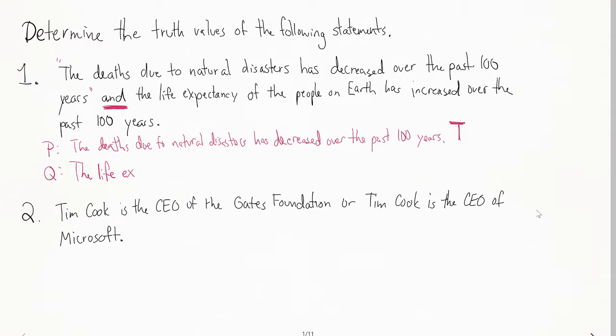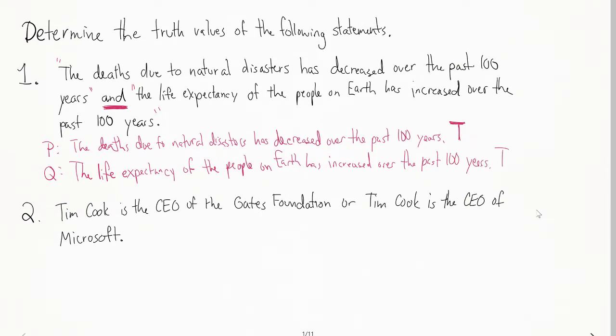So now in terms of the Q, what is that statement? Well, it's the second part: "The life expectancy of the people on Earth has increased over the past 100 years." And this is actually also a true statement.